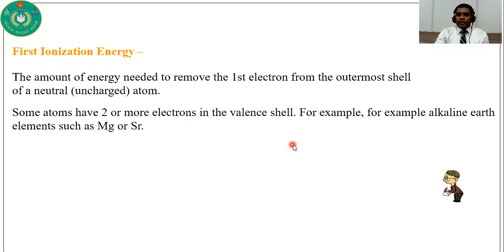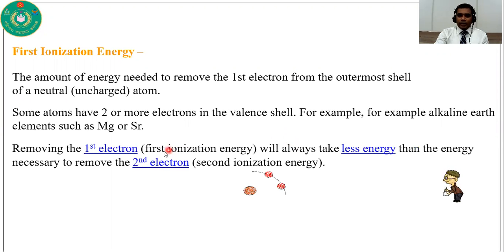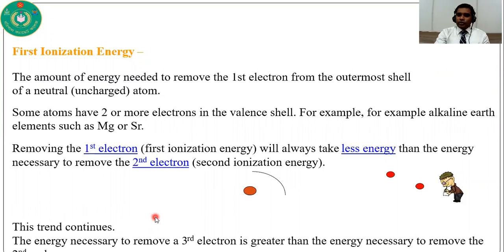Some atoms have 2 valence electrons. When the first electron is removed, it is called first ionization energy. And if the second electron is removed, it is called second ionization energy. The energy required for second ionization energy must be greater than the first ionization energy. And this trend continues because the energy needed to remove a third electron is greater than the second ionization energy.